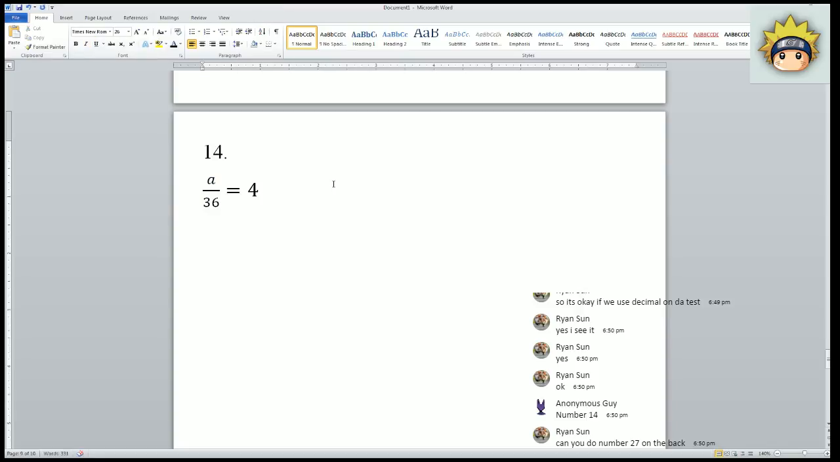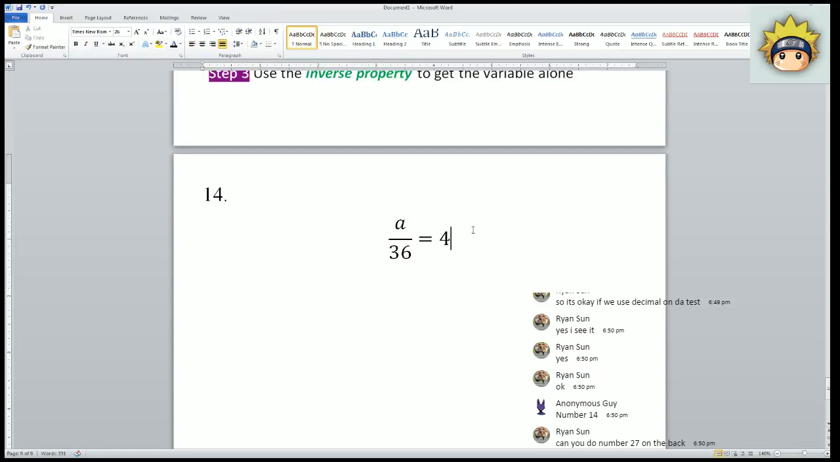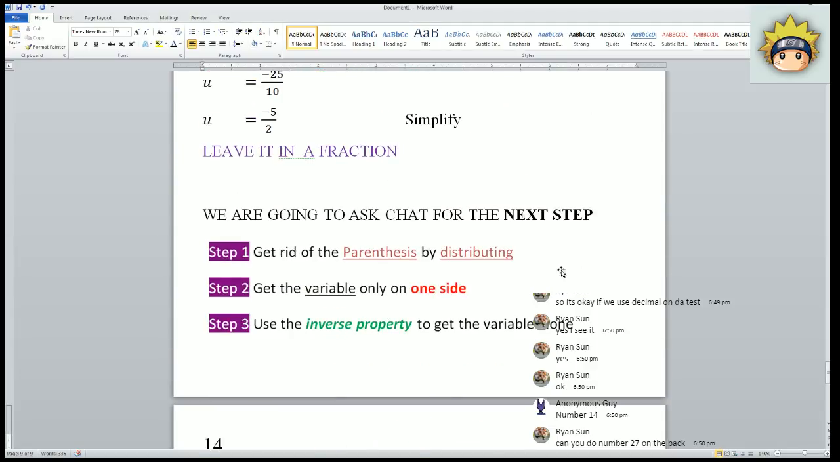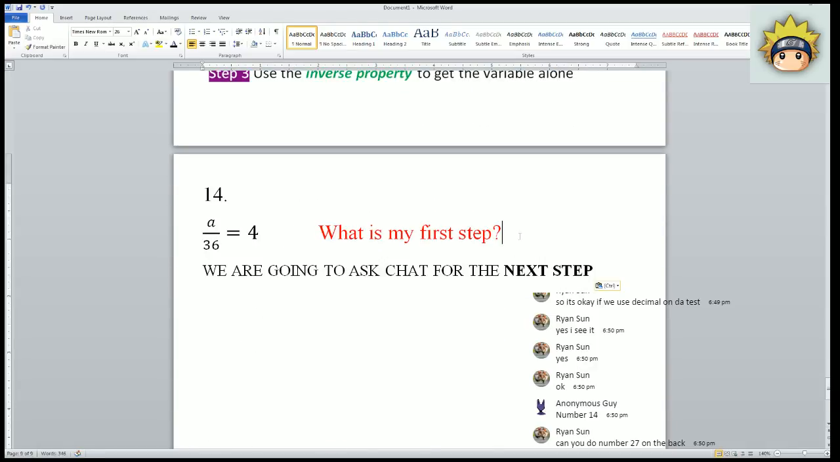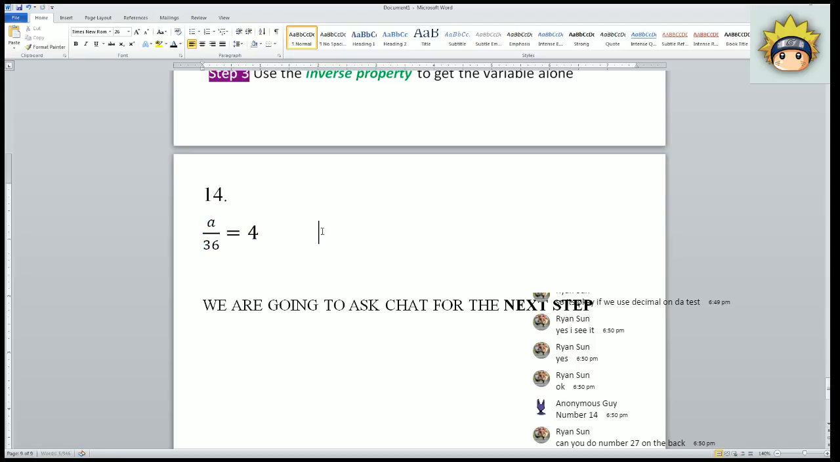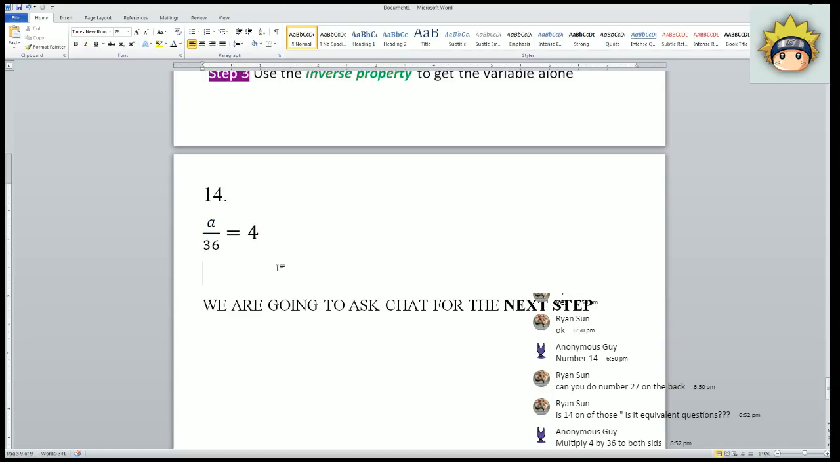So, what should be my first step here? Let's go, chat. We're going to ask chat for the next step. What should I do? Remember, I'm trying to get the A alone. Correct. Multiply 4 by 36. I think you mean multiply 36 to both sides. Okay? So let's do that.